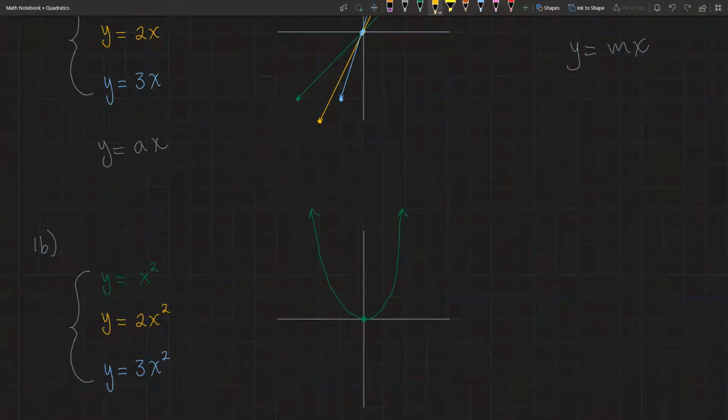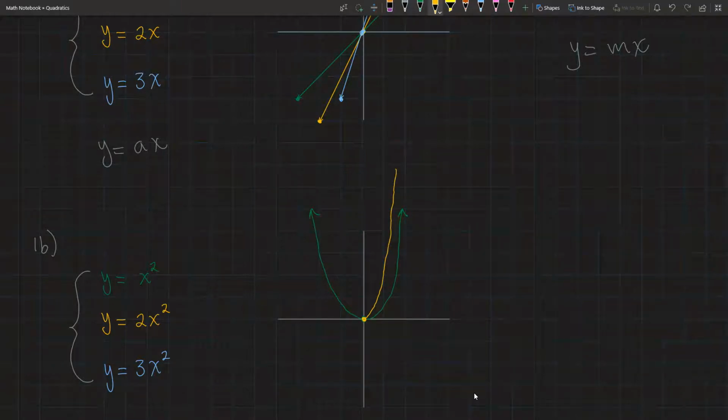By what factor? By 2, except at the origin, because 2 times 0 is still 0. But whatever this y value was here, for the new graph it is going to be twice as large. Whatever this y value was here, for the new graph it is going to be twice as large. So hopefully you start to visualize that. The green graph is getting stretched vertically.